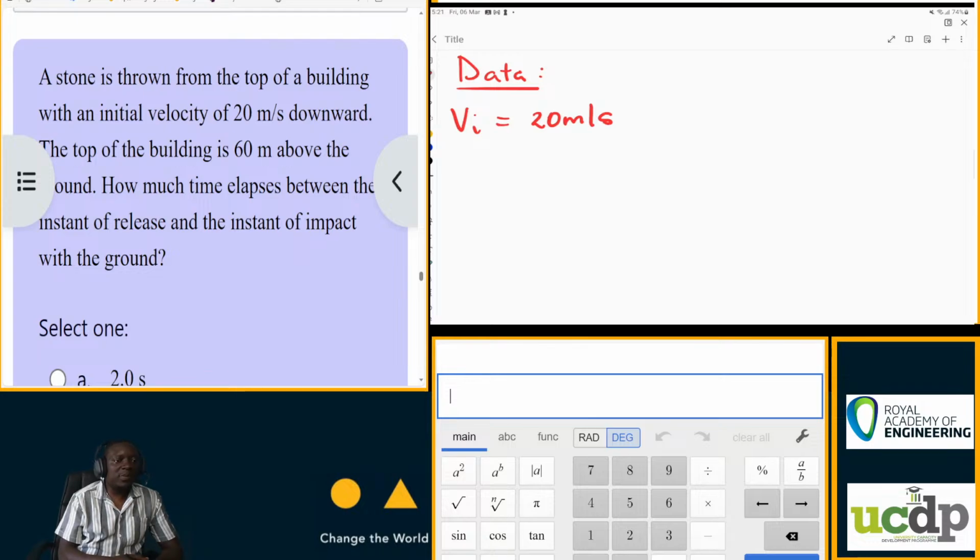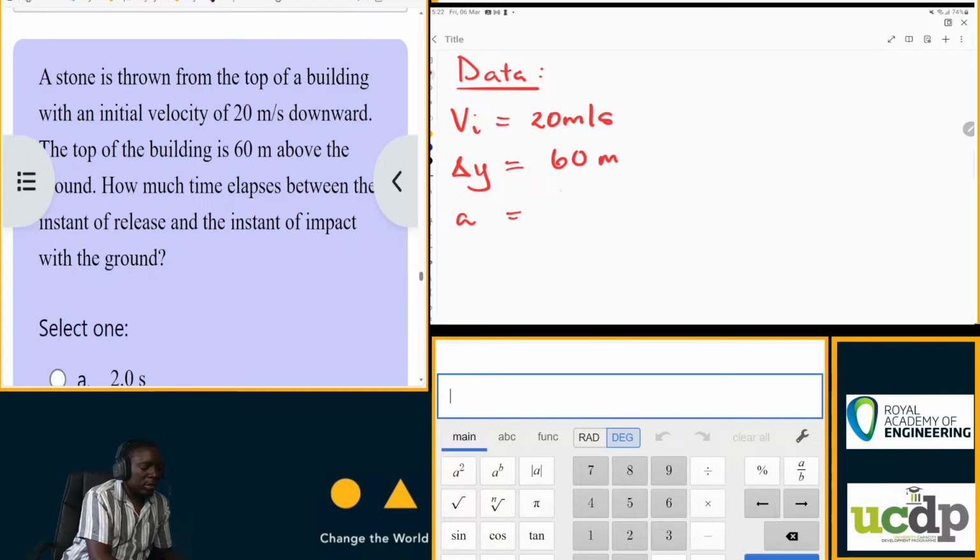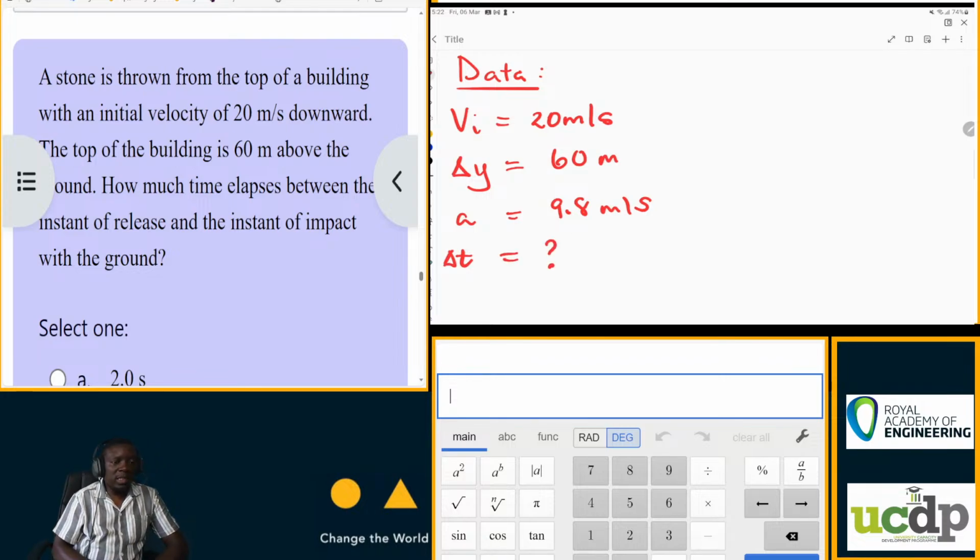Then how much time elapses between the instants? So we need to find time. So we've got delta x, or delta y, because it's now in the vertical, equal to 60 meters. And what else do we know? We've got an acceleration, which is 9.8 meters per second squared. It's positive also because it's downward. What else do we know? We need to find delta t, which is the unknown. So this is all the information that we have, and we need to find the time it takes to get to the ground.